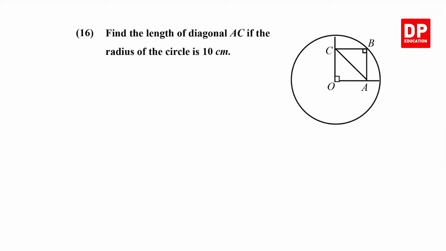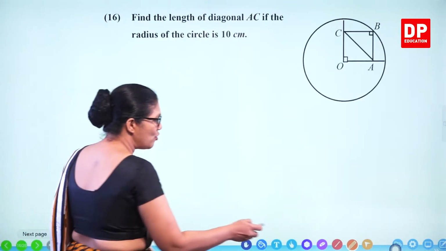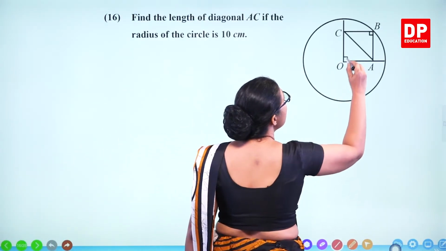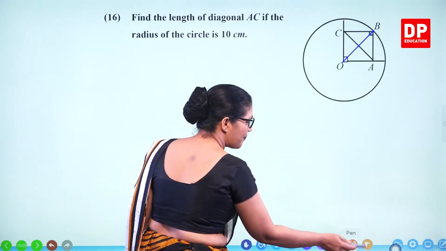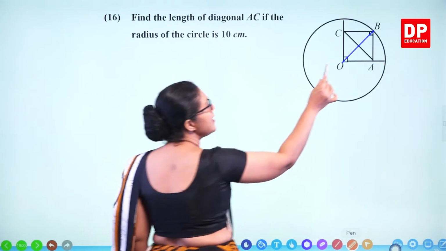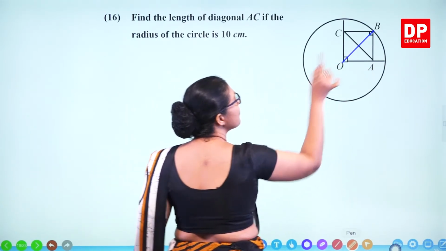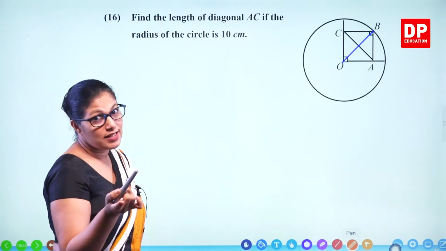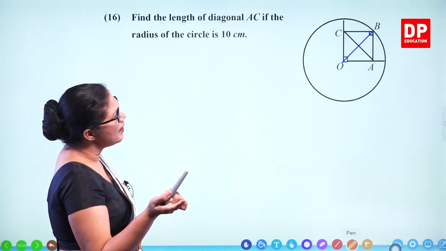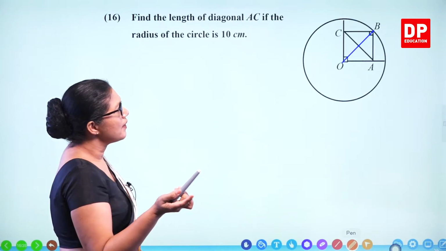Question number 16. Find the length of diagonal AC if the radius of the circle is 10 centimeters. Look at this one. When you draw a line here, OB is the radius. Here 90, 90 is given, so this should be a rectangle. It cannot be a square. It's a rectangle.